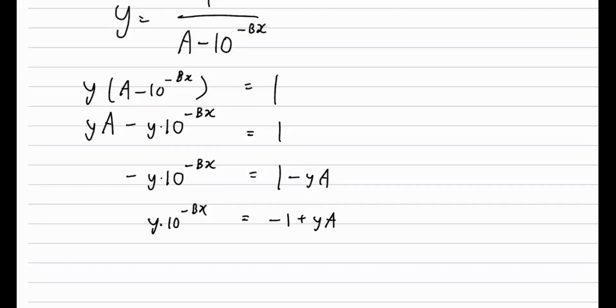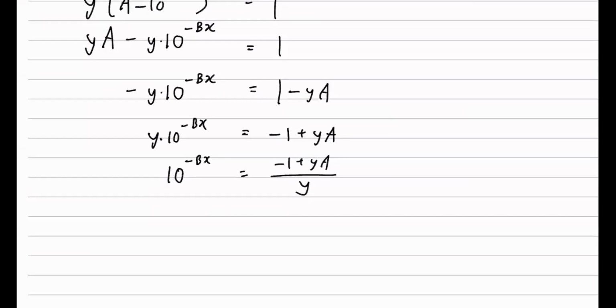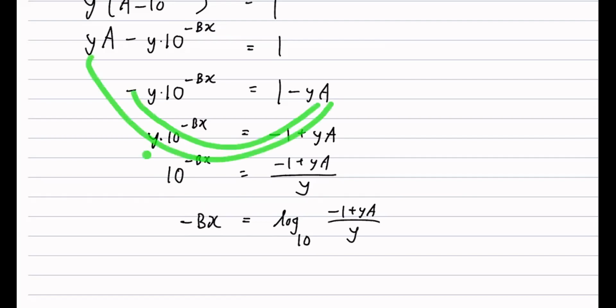What's the next layer you see? Times y, right? So what's the opposite of times? Divide. So that means it's 10 power negative bx on the left, and on the right-hand side you need to divide by y. What's the next layer you see? Log 10. The opposite of power is logarithm. Log gives you the power. So you just get the power negative bx by logging base 10. You throw the base 10 over to the other side, layer by layer. Throw over, throw over, throw over.